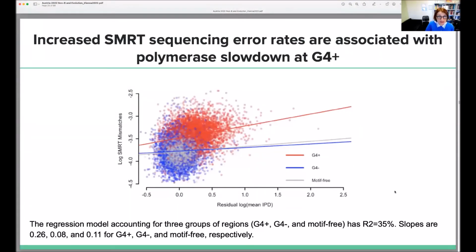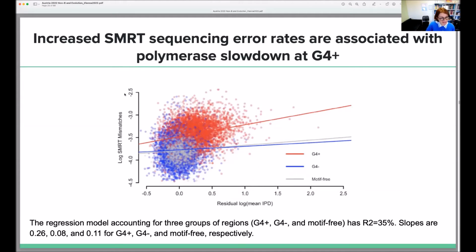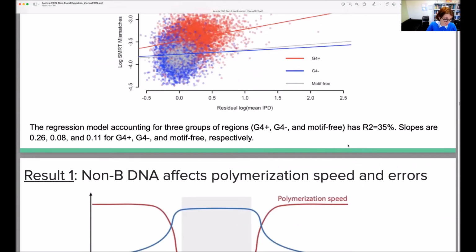We also are finding that the incidence of errors is correlated with the slowdown of polymerization, particularly for G quadruplexes when they're used as a template. This is a much stronger relationship than what we are finding for the other strands, when the C-rich sequence is being sequenced, or for controls. So we have this hypothesis that polymerase slows down and makes more errors when it goes through a G quadruplex.